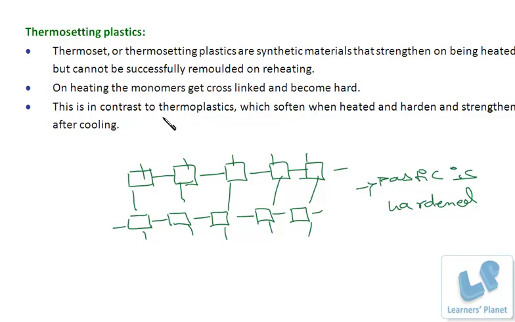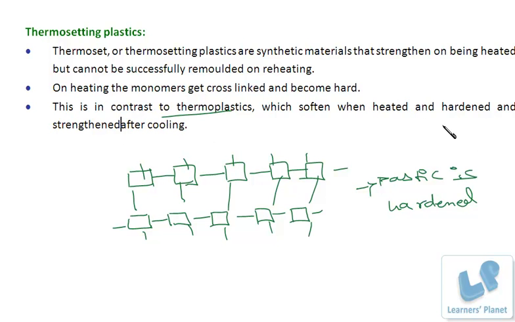So this is in contrast to thermoplastics, which soften when heated and harden and strengthen after cooling. But thermosetting plastics, when heated, they become strong. They get strengthened. Secondly, thermoplastics can be reheated and remolded, whereas thermosetting plastics cannot be remolded on reheating.